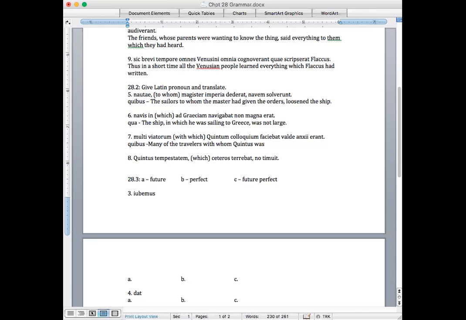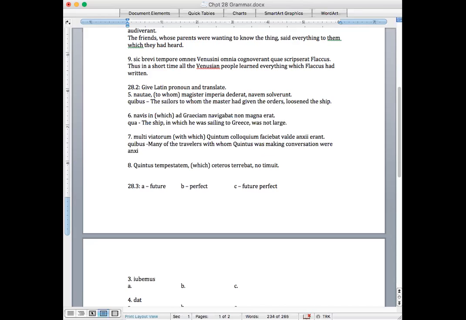Just making conversation. We're anxious. I'll just type anxious. Okay. So "many" technically is your subject here, which is going to be a partitive genitive, so part for the whole. So many of the travelers with whom Quintus was making conversation, that's the end of your clause, were very anxious. "Were very anxious" is the main part of your sentence.